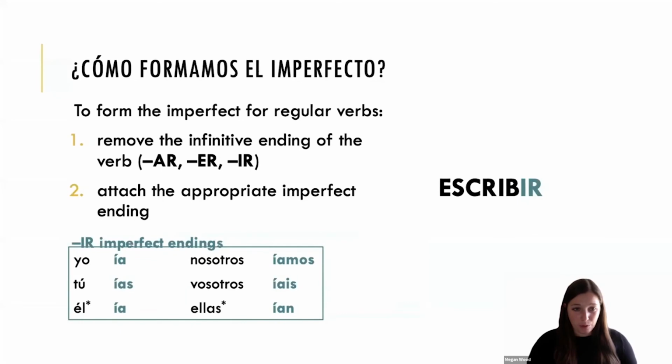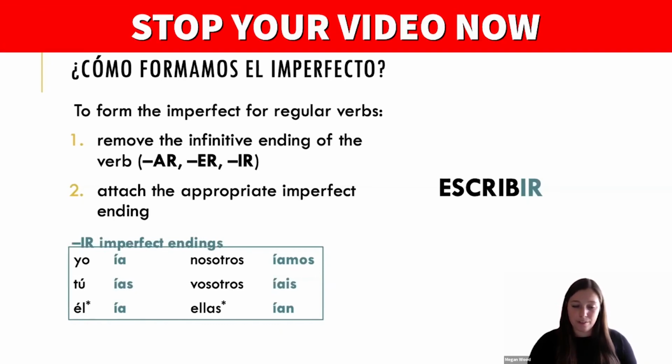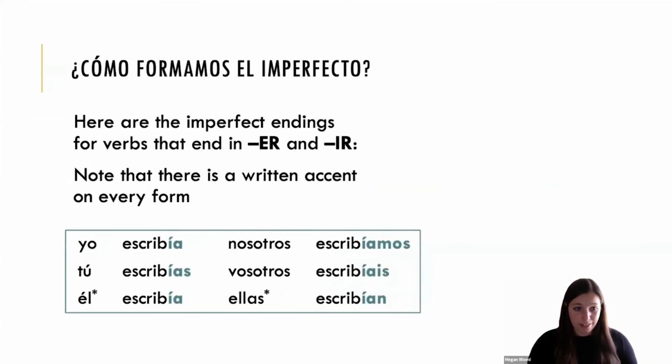Finally, let's practice with one more verb, an IR verb such as escribir. You'll see that the imperfect endings are exactly the same as they were for the ER verb. And so, pause this video and practice conjugating this verb in the imperfect. Here are the imperfect endings for that IR verb. Once again, we have a written accent on the I of the ending for every form.